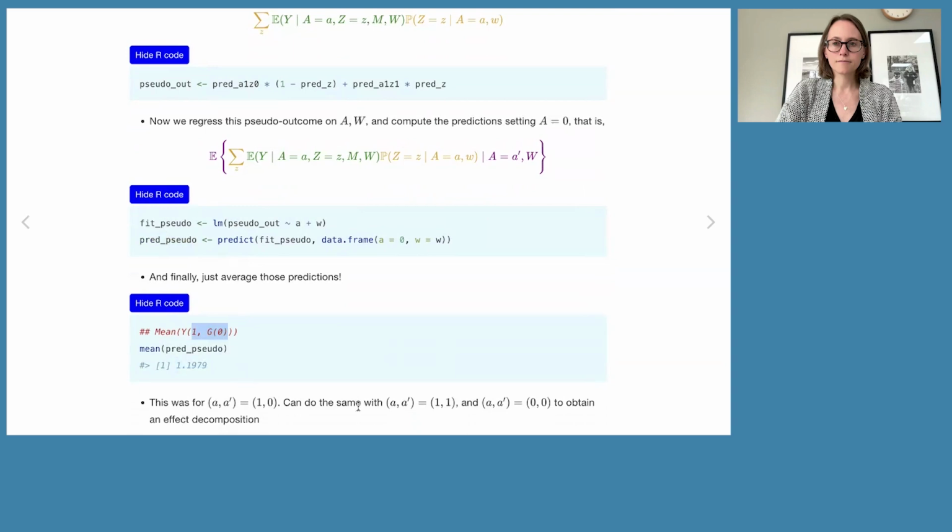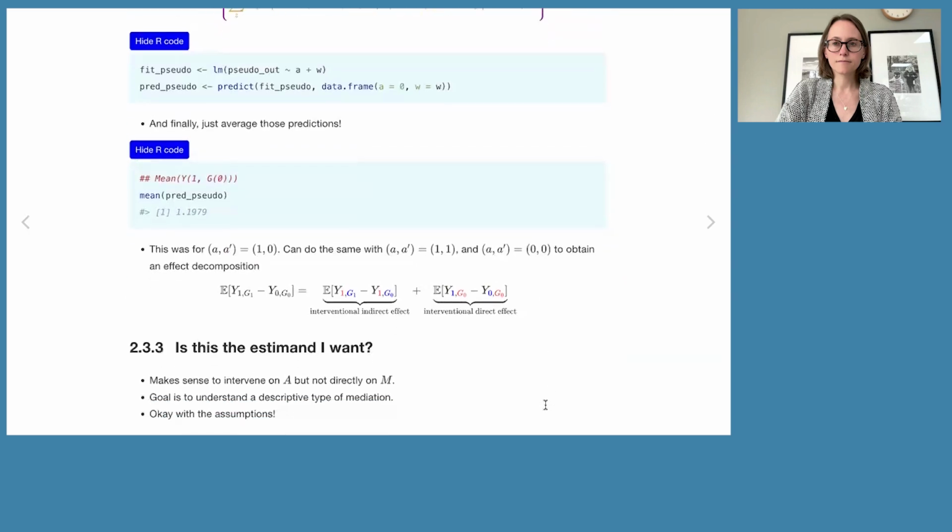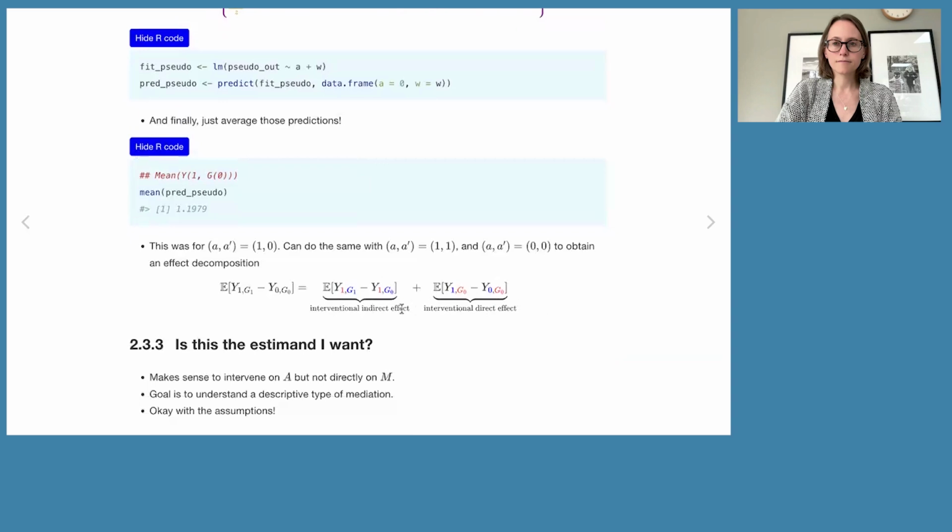And so again, we're going to do the exact same thing in order to get those causal contrasts of the interventional indirect effect and direct effect. We're going to do the same procedure for setting A equal to 1 and then setting that draw from the mediator under A equals 1, and same thing setting A equal to 0, drawing from the mediator under A equals 0 to obtain this decomposition.